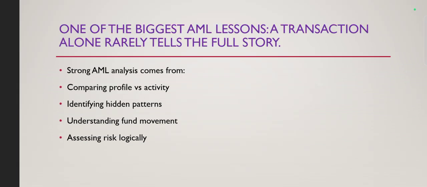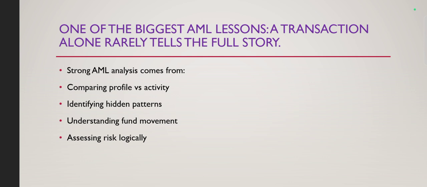One of the biggest AML lessons: a transaction alone rarely tells the full story. Strong AML analysis comes from comparing profile and activity. When analysts compare the client KYC profile and his transaction activity, then they can identify whether it is suspicious or a genuine transaction history. Second is identifying hidden patterns.